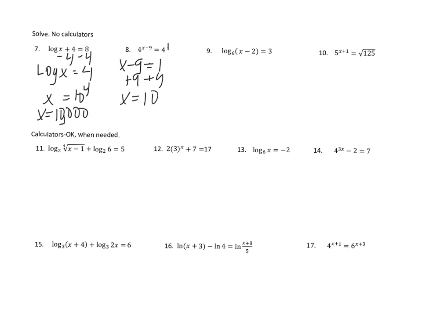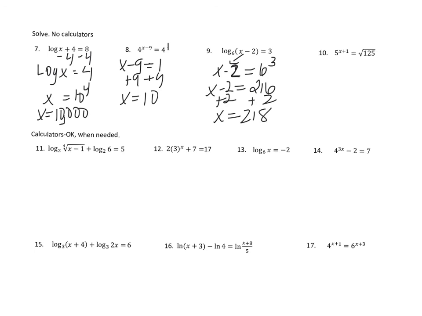Number 9, log base 6 of x minus 2 equals 3. Let's rewrite this as an exponent. 6 to the 3rd equals what's inside the log, x minus 2. As a rule of thumb, whatever starts on the same side of the equal sign, when you rewrite it, should not end up on the same side of the equal sign. So the 6 and the x minus 2 have to be on different sides of the equal sign if you rewrote it correctly. And then 6 cubed is 216 equals x minus 2, add the 2, and x equals 218.